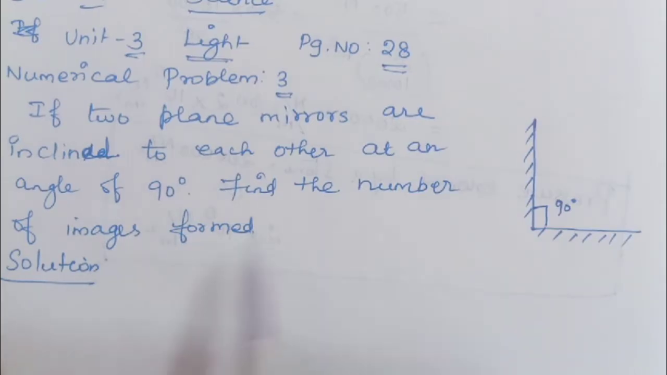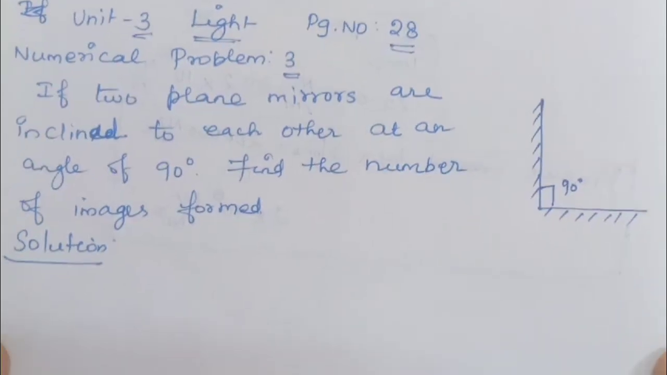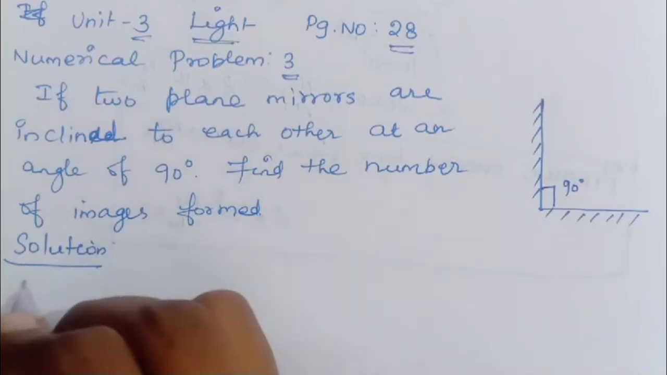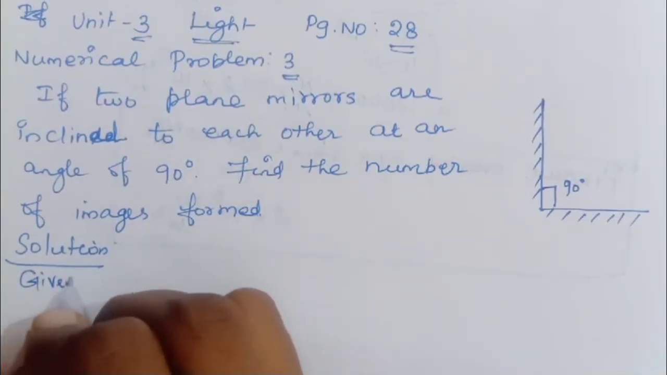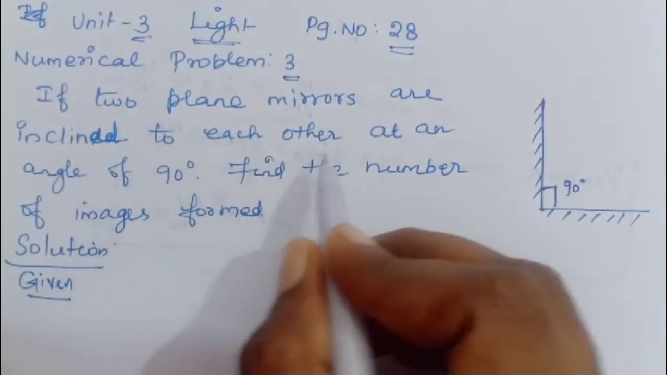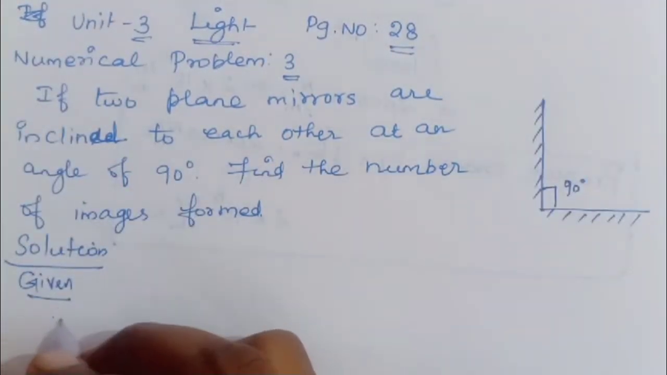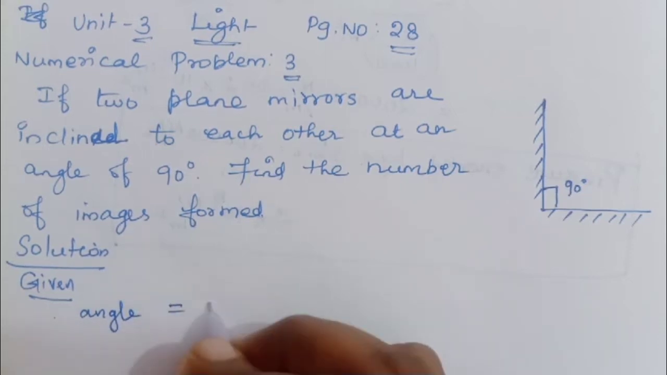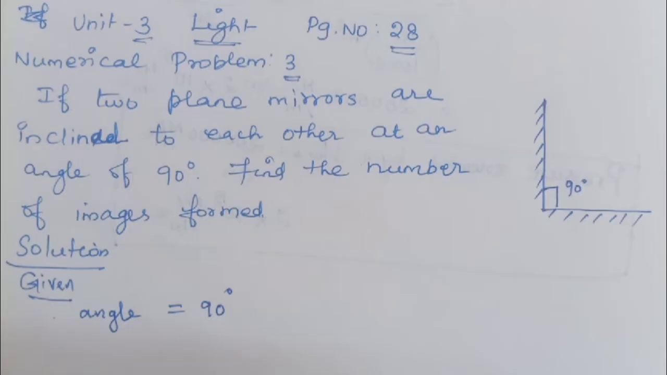So what is our aim? To find the number of images formed. Now we should know the formula. The first step is given. Given is 2 plane mirrors inclined to each other at an angle of 90 degrees. The angle we can represent as theta. So we can write theta is equal to 90 degrees.